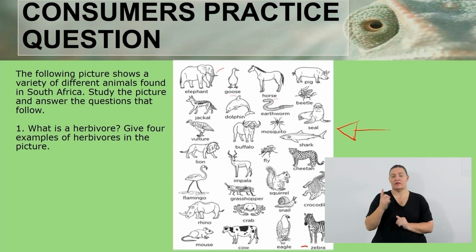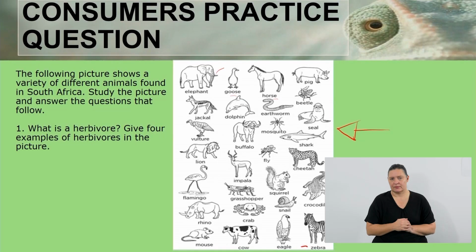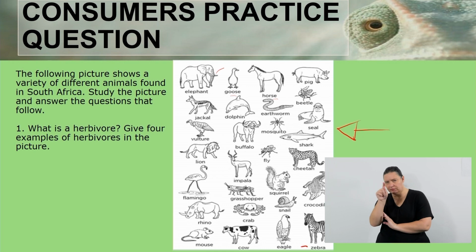So the first thing that we need to do is explain what a herbivore is. If you remember from the lesson, we said herb means plants and vor means to eat. So now these are organisms that eat plants. Right, so now let us go to the picture and try and identify animals that eat plants. Right, so let us look through.